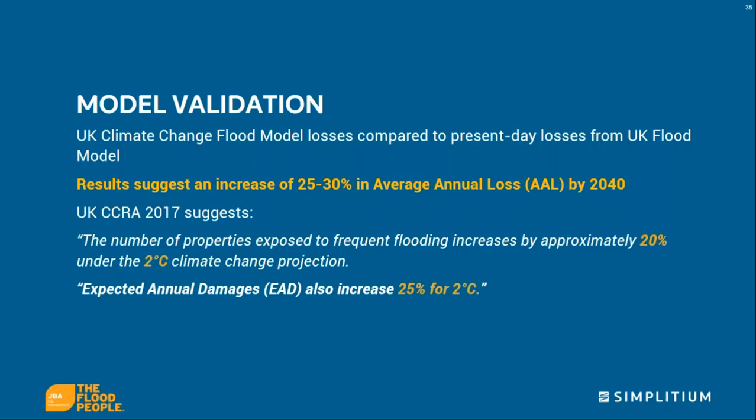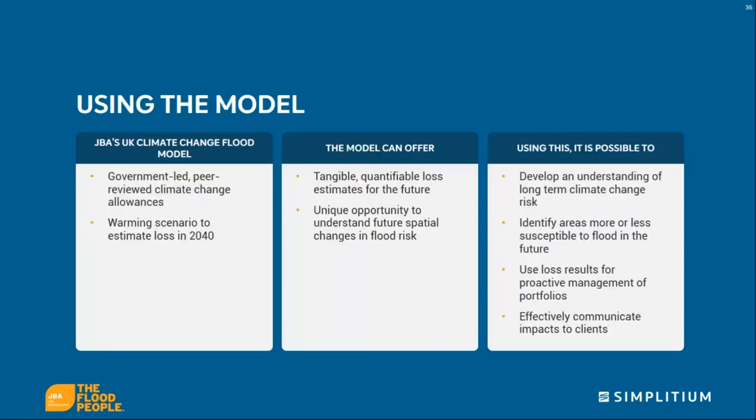We can also use the UK climate change risk assessment to provide some context from their future flood explorers results. However, this is not focused on insured losses and only provides information on expected annual damage, which is not defined in the report. But I have included the headline there that they are set to increase by 25% for a 2-degree warming scenario, and that is by 2050.